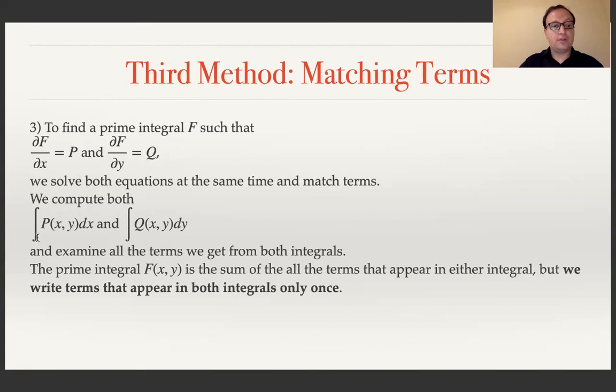So to solve the first one, we get f is equal to integral of p of x and y dx, and to solve the second one, we get f is equal to integral of q of x and y dy. And then we examine the terms that we get from both integrals, and the prime integral will be the sum of all these terms that appear in either integral, but we only write those terms that appear in both integrals once. So when writing the sum, if there is a term that's present both in the first integral and in the second integral, we only write it once.